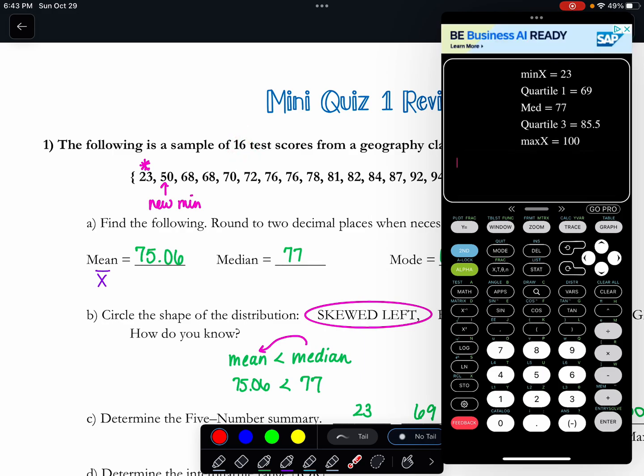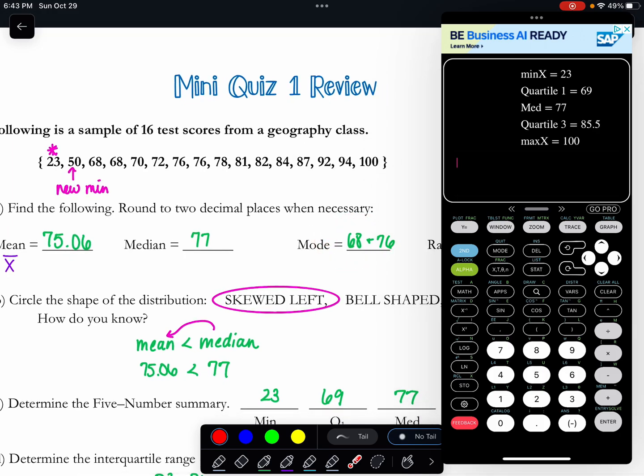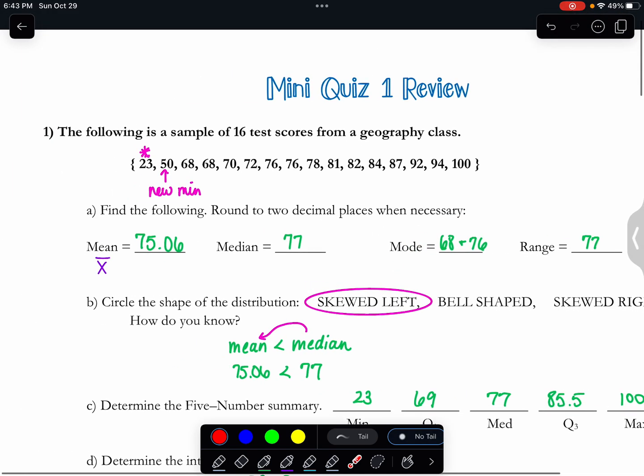And then we get our 5-number summary. Our minimum, our first quartile, median, third quartile, and maximum. So the median here is 77. The mode we cannot get from the calculator. So the mode is the number that occurs the most. We have two modes here. There's 68 and then 76. Both of those occur twice, so we list both of those out. Those are the two numbers that occur the most. And the range is the difference between the smallest and the largest number. So our maximum minus our minimum gives us our range, which is 77.